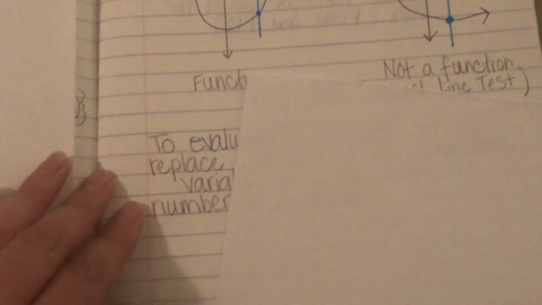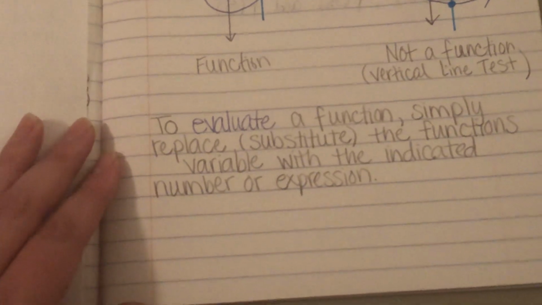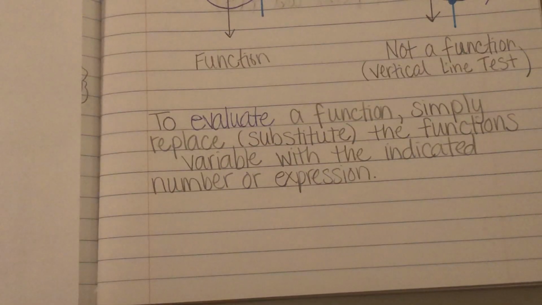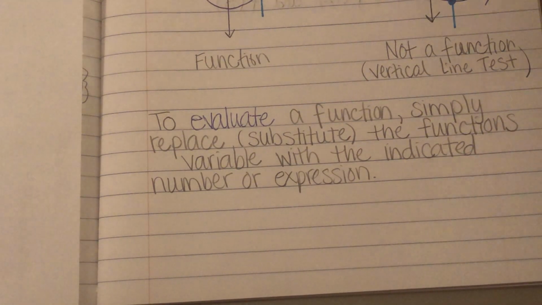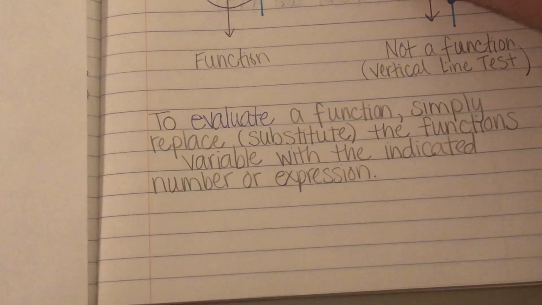Okay, the last thing we need to talk about is how to evaluate a function. When you evaluate a function, you simply replace or substitute the function's variable, that's the letter, with the indicated number or expression. Okay, let me go ahead and turn the page. Here we go.